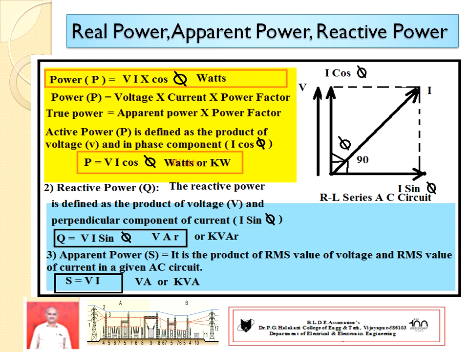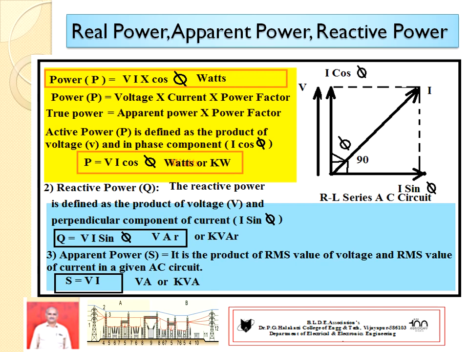Number 2, reactive power. Reactive power is represented by capital Q. It is defined as the product of voltage and reactive component of current or perpendicular component of current, V into I sin phi. It is known as reactive power. It is measured in volt ampere reactive, in bigger unit kVAR.